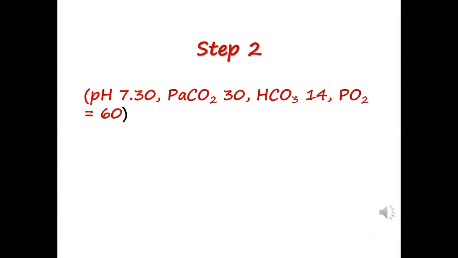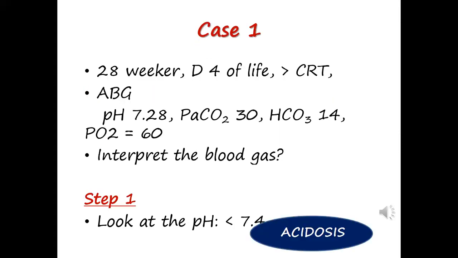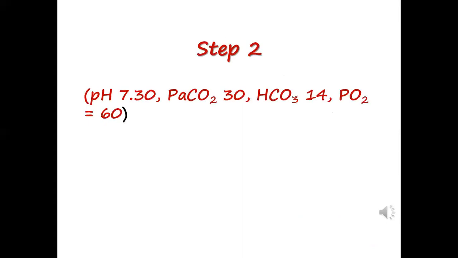Now, we move on to the bicarb. Here, bicarbonate is 14. Bicarbonate is a base. So, for explaining acidosis, the base should be less. So, here the bicarbonate is decreased. So, this is a metabolic acidosis. Now, the fourth step is to always look at the oxygen, which we never do.